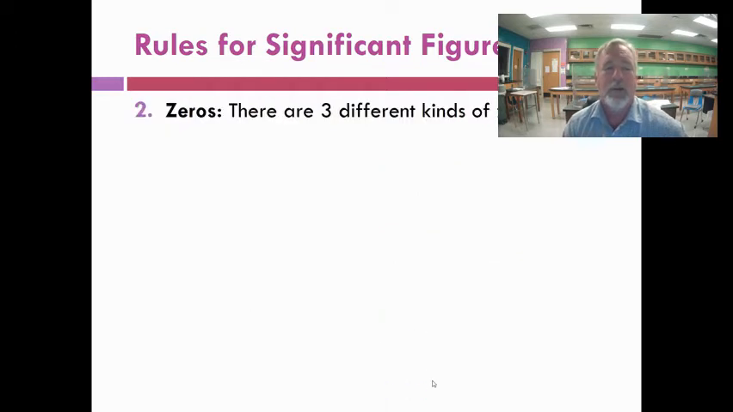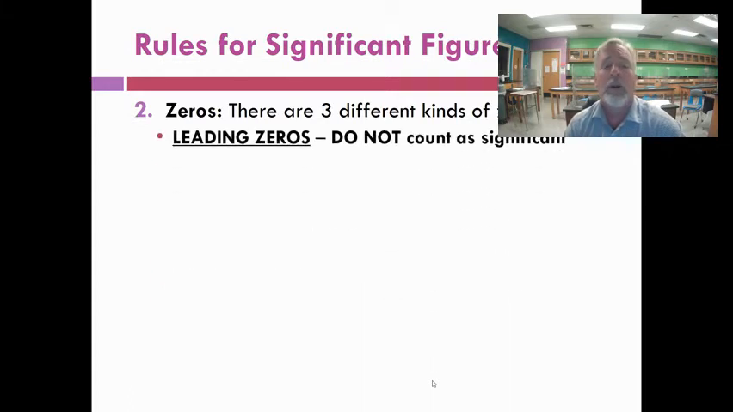Okay. Let's look at our next rule. Zeros are the harder ones, but I'm going to try to point out the really important one that I want you to see here, because one of them is a little trickier than the other 2. There are 3 different ways of classifying our zeros. And the first one we're going to talk about is leading zeros.